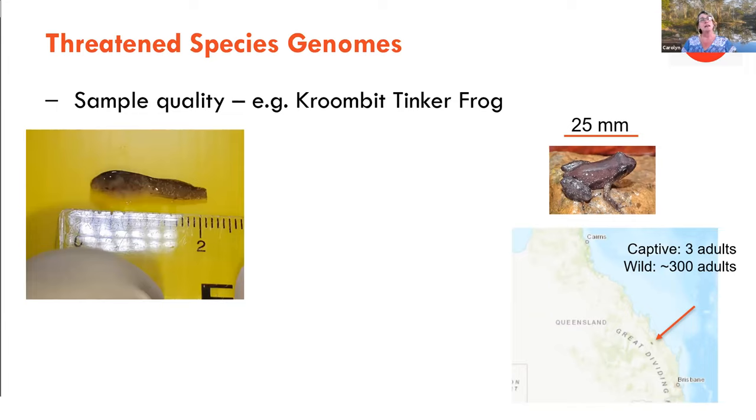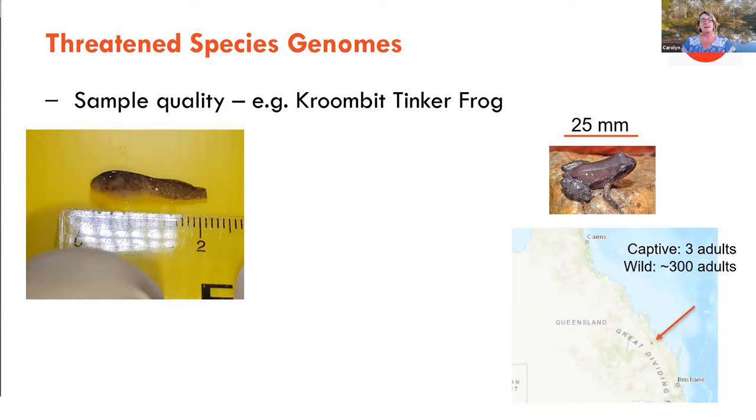You can imagine with such a critically endangered population with so few adults left anywhere, there was a really high reticence from anyone to euthanize a frog simply for a reference genome. So this is where the likelihood of doing a trio is just never going to happen. So we ended up with a 2-centimeter tadpole.